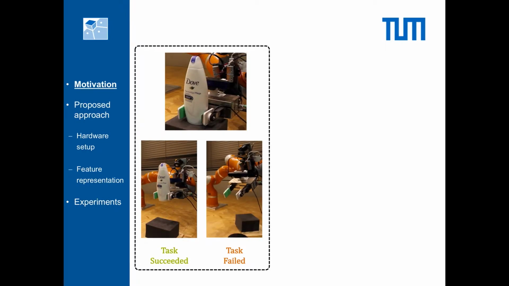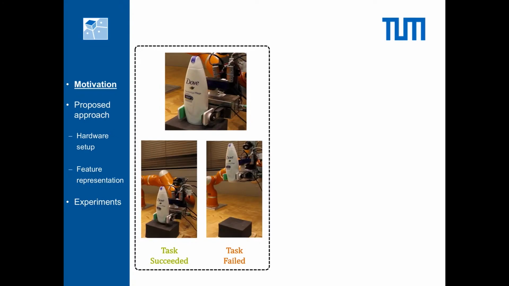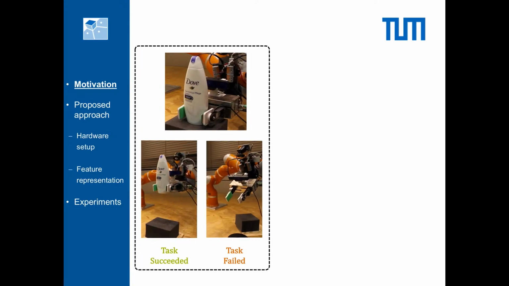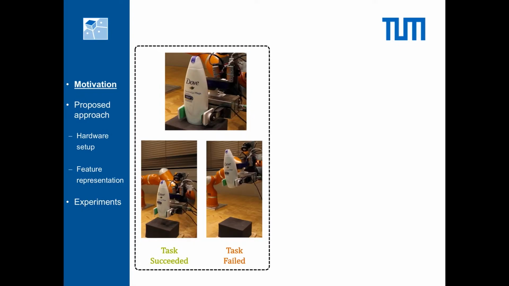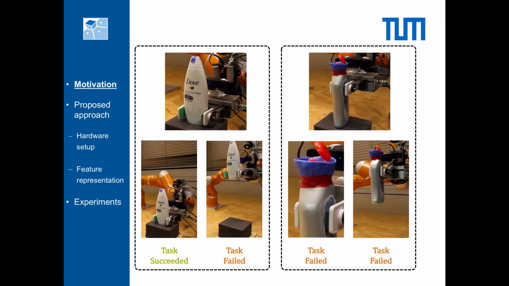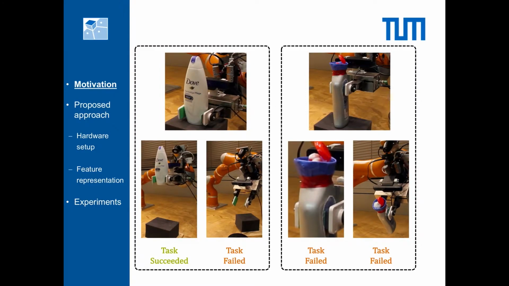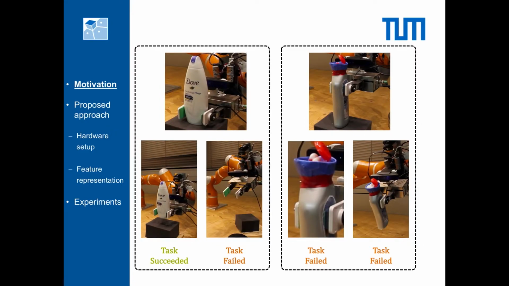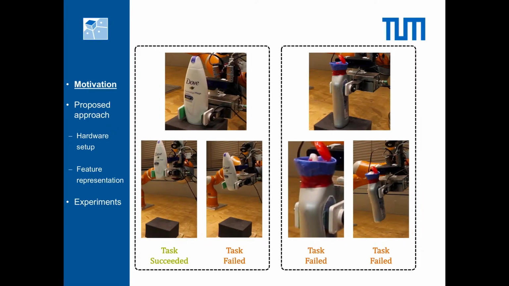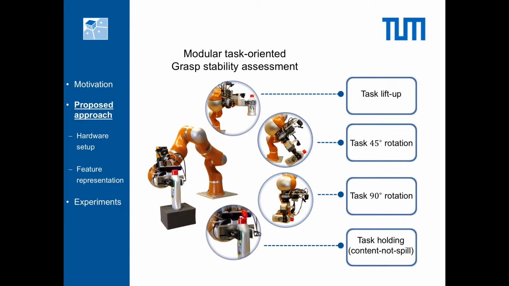Here we see two examples of manipulation tasks, where the lifting task succeeded and the rotation task failed, while the grasp location and the grasp force are the same in both cases. When grasping deformable objects, such as plastic cups or containers, we need to consider additional conditions for grasp stability assessment, such as whether the object will be damaged or the content of an open bottle will spill due to an excessive deformation. To address these issues, we use a learning-based approach for grasp stability assessment.